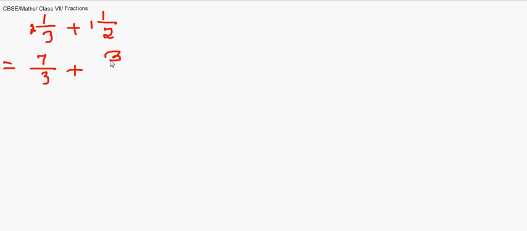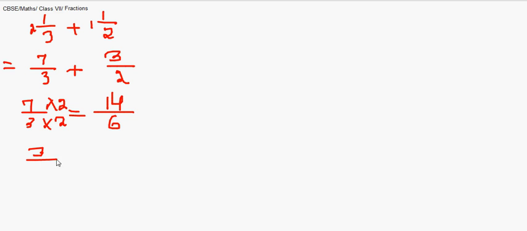And then we previously learned how to convert these unlike fractions into like fractions by taking the LCM. So the LCM of 2 and 3 will be 6. So I have to convert this 7 by 3 into a fraction with denominator 6, thereby multiplying 2 to both of them. So it's 14 by 6. And 3 by 2 needs to be converted again to a fraction with denominator 6, so into 3 here also I'll multiply by 2, and multiply the same with 3, thereby getting 9 by 6.